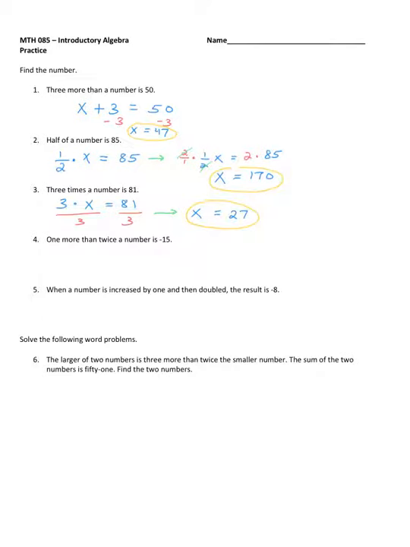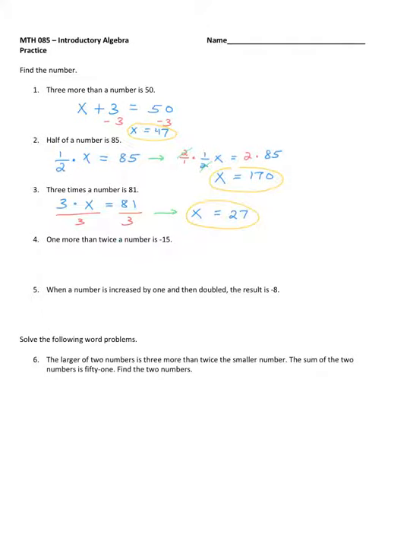Now, if we check out 4 and 5, all right, things are becoming a little bit more complicated, but let's see what happens. In 4, 1 more than twice a number is negative 15. So this means there's 2 operations in my equation. I see 1 more, that makes me think addition, and then twice a number means we're going to multiply some number by 2. And we just want to be careful of the order in which we do this.